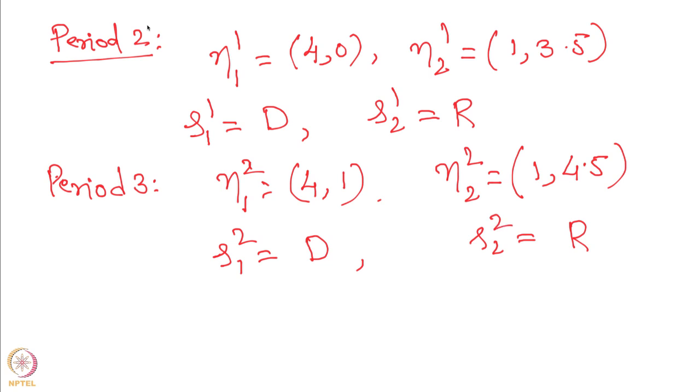Now you have reached D and R, and after this whatever they play, you have arrived at a Nash equilibrium. You can verify a few more rounds, and then they continue playing D and R throughout afterwards. So in this game it has reached a Nash equilibrium.